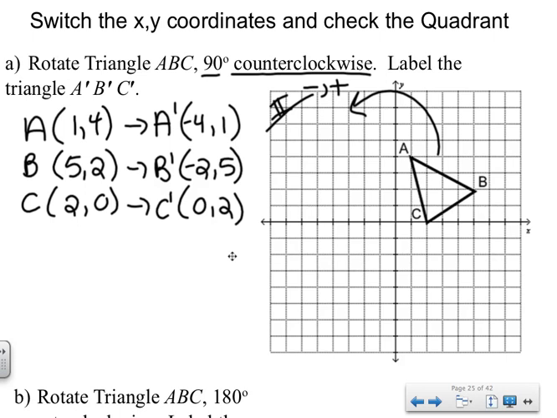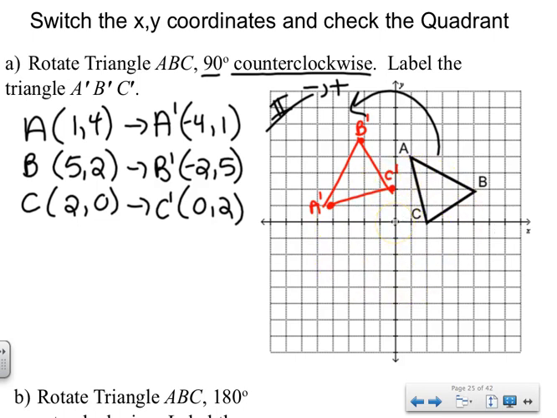Now go to a -4, up 1, and that's your A prime. Go to a -2 and then up 5. That's your B prime. And then don't go any, but go up 2, and that's your C prime. And then connect the triangle, and then you can see how they went from ABC to A prime, B prime, C prime.